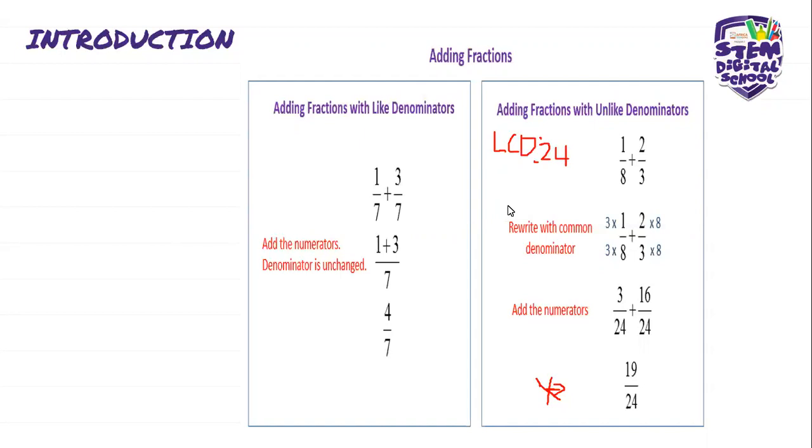Remember that in order to add or subtract fractions, the denominators need to be the same.